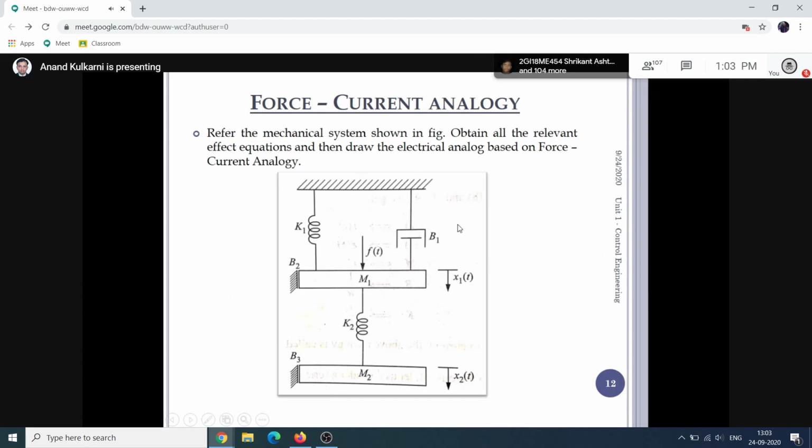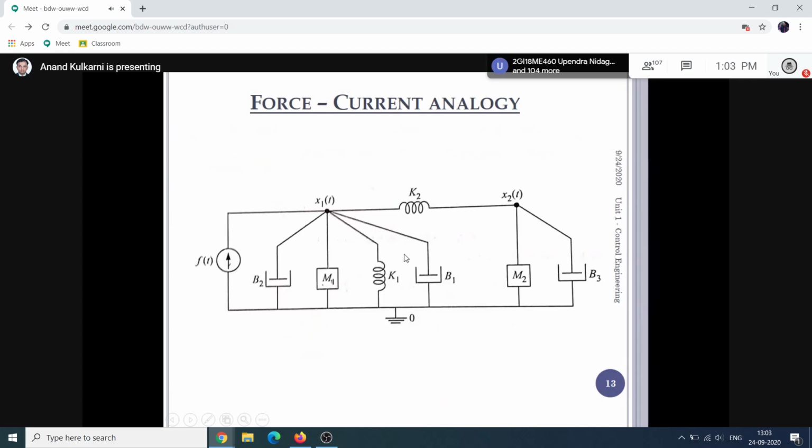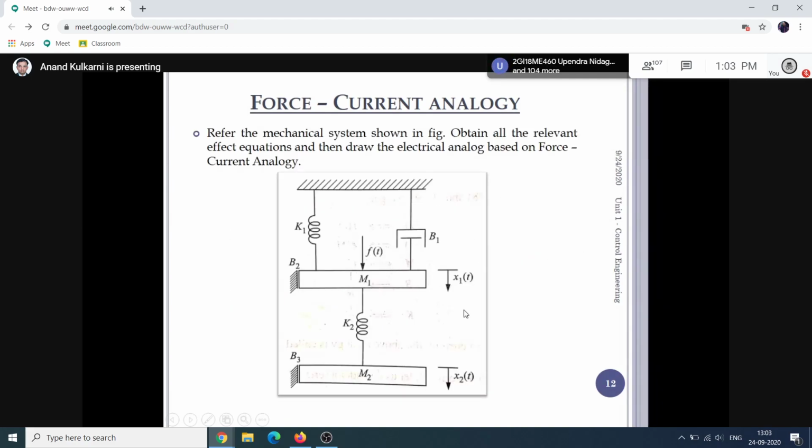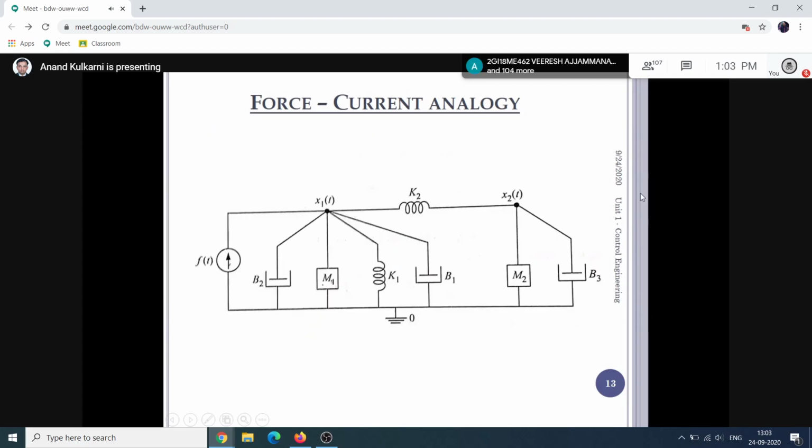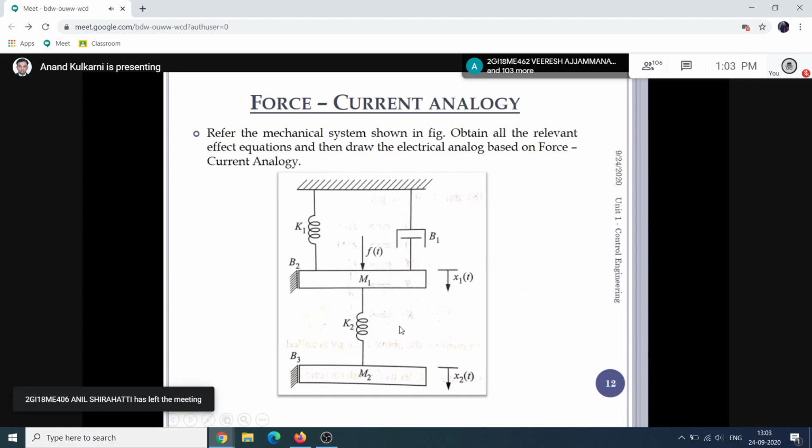The reason why the node method is taught is that in the force current analogy or force voltage analogy, we do not use a free body diagram, we use the node method only. That is why the node method has been explained to you. In this method, you convert this to a node drawing, which is already explained to you. Here there is one displacement x1, and one more displacement x2.